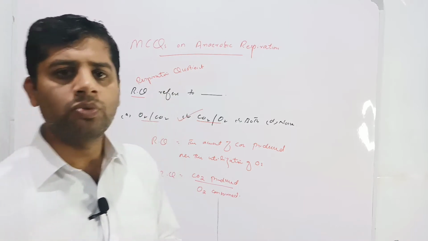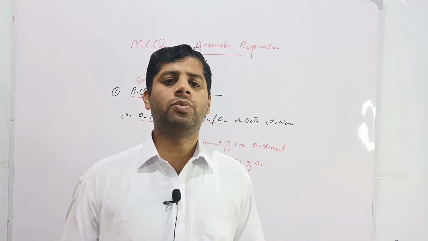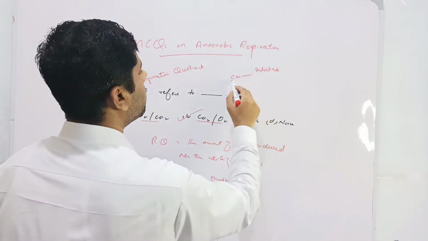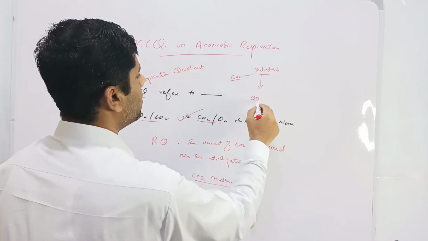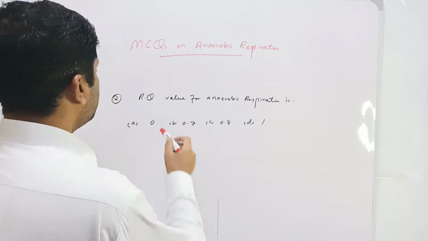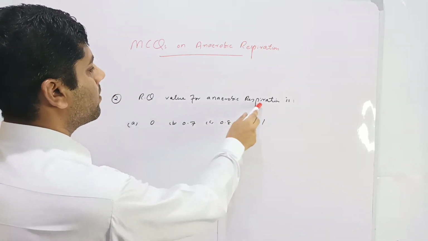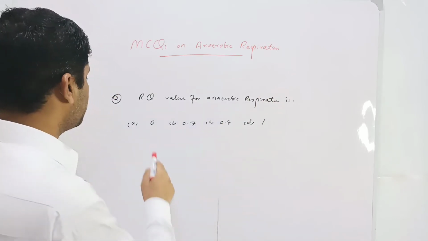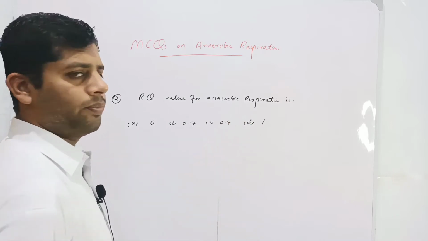It is basically used for the analysis of the substrate, for example carbohydrate, protein, fats, that how much carbon dioxide is released from the substrate over the consumption or utilization of oxygen. Next question is very important. He is asking that respiratory quotient value for anaerobic respiration is. Given options are 0, 0.7, 0.8 and 1.